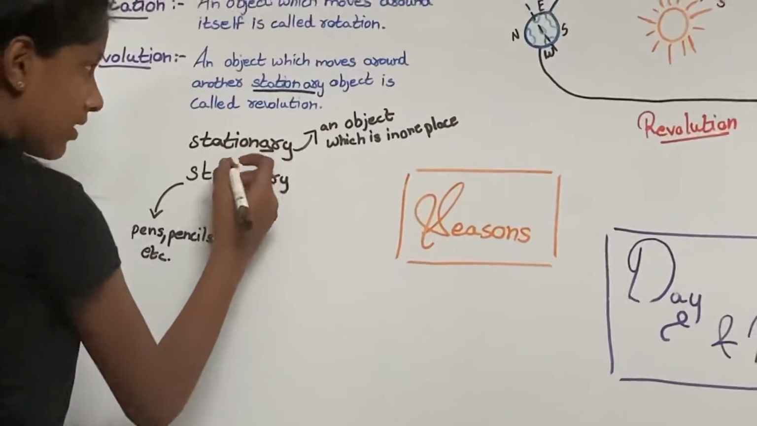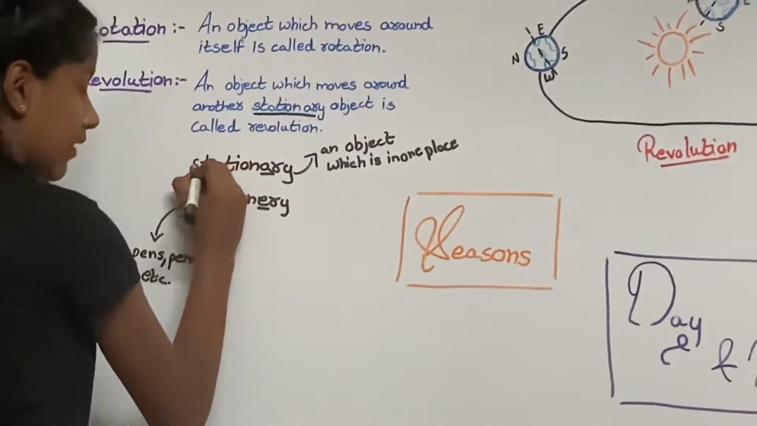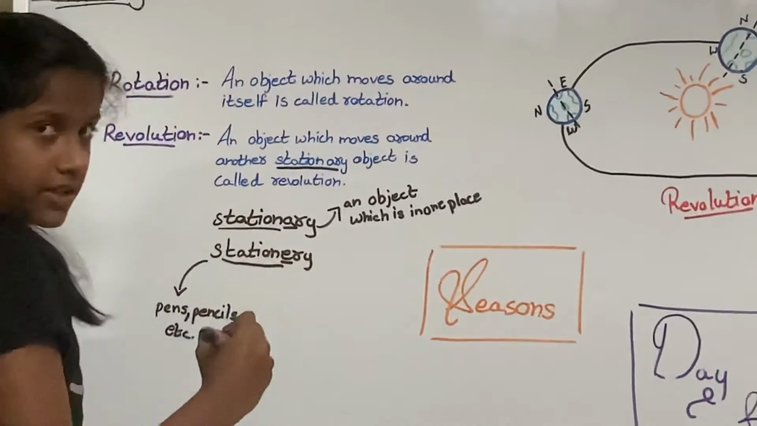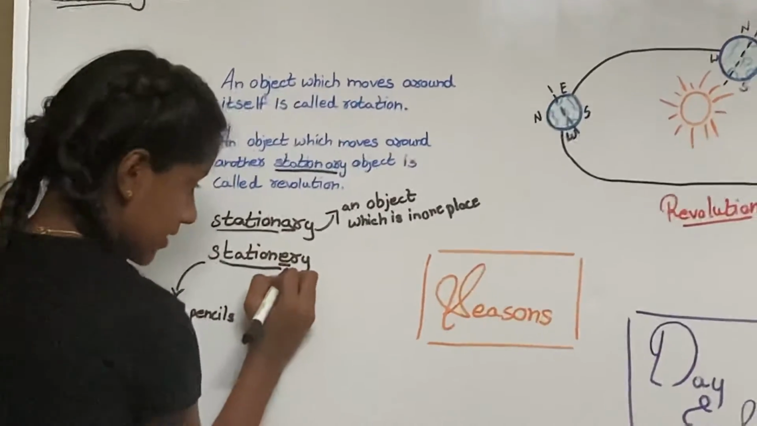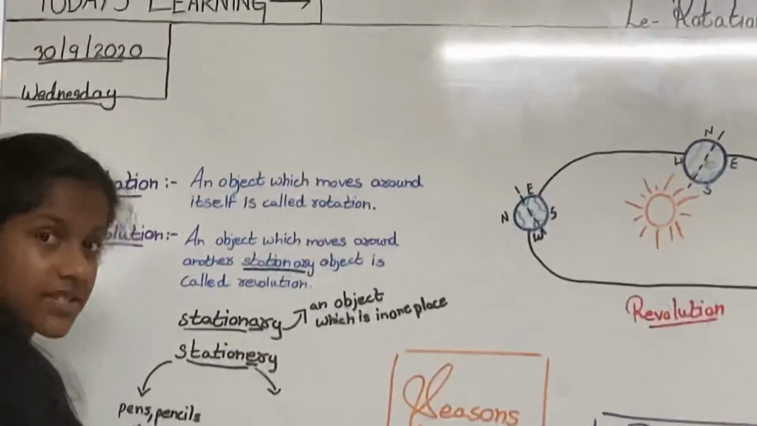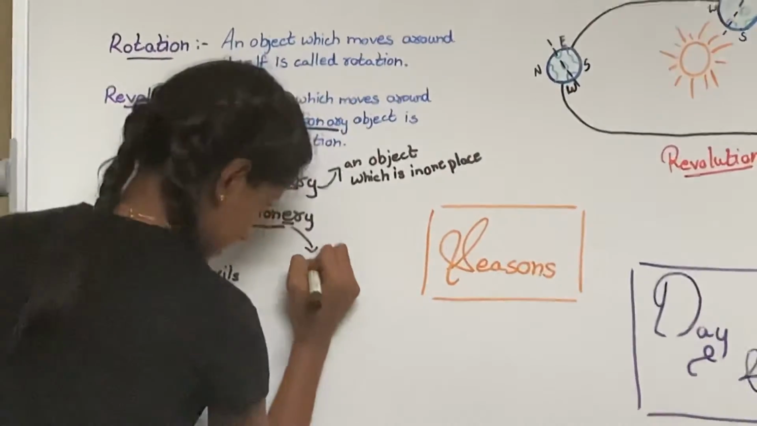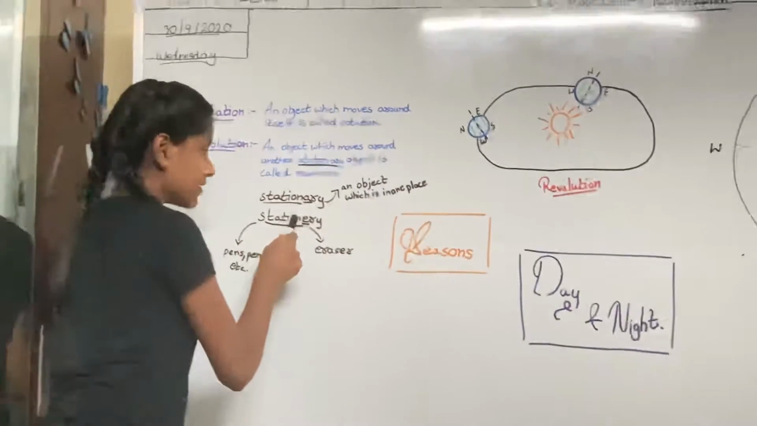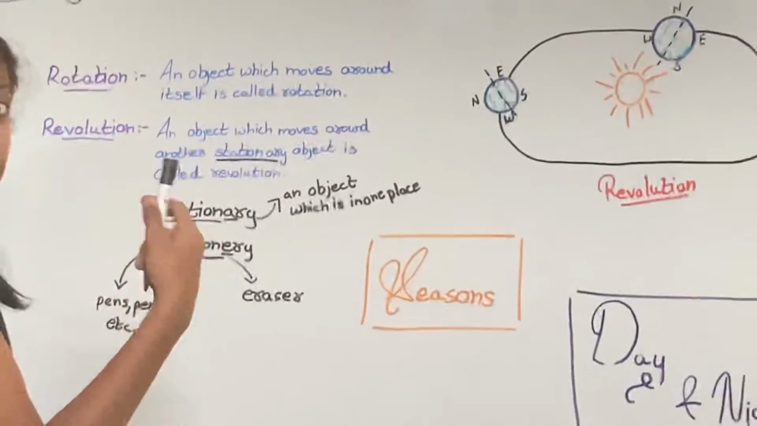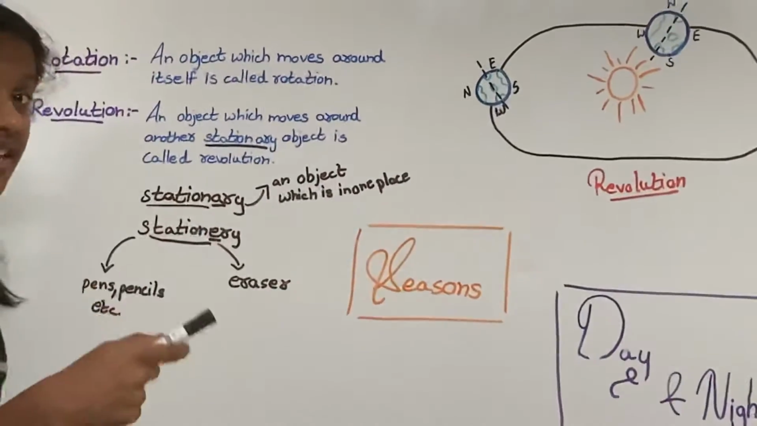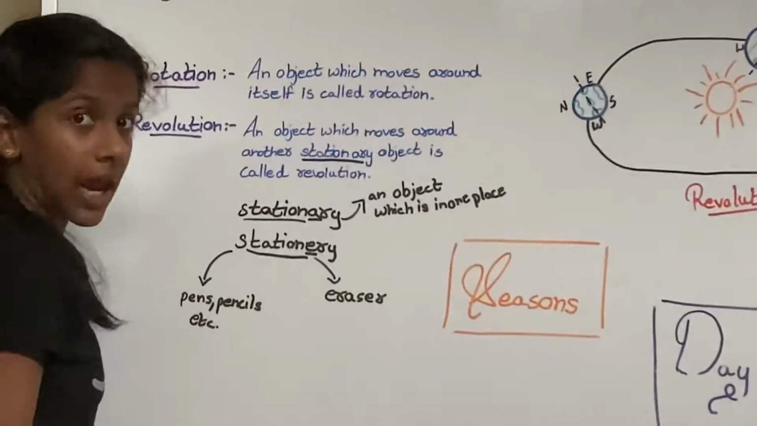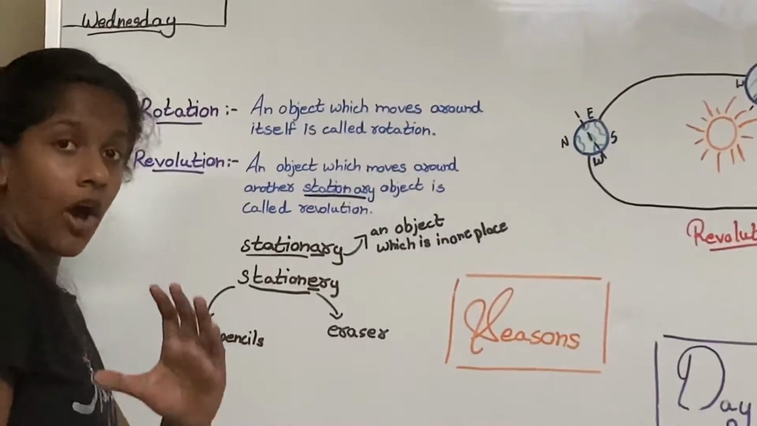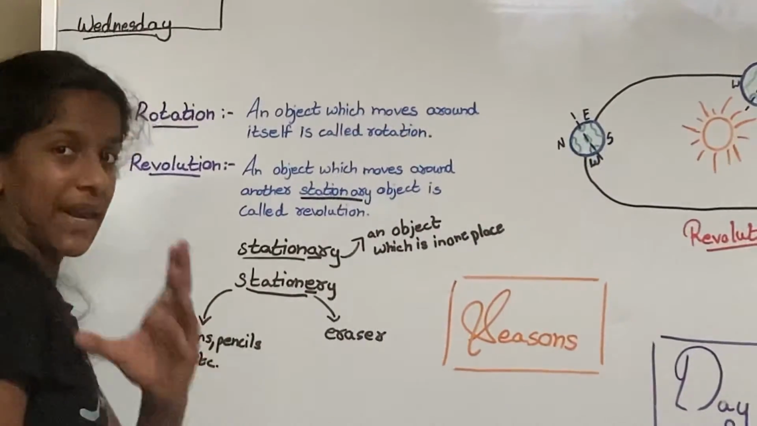And to remember where to use this stationary and where to use this stationary, can you see this E? You can consider it as eraser. By this you will know that this is the word which is used for our pens, pencils, books and our stationary items, the school items. And this stationary is used for an object which stays in one place.